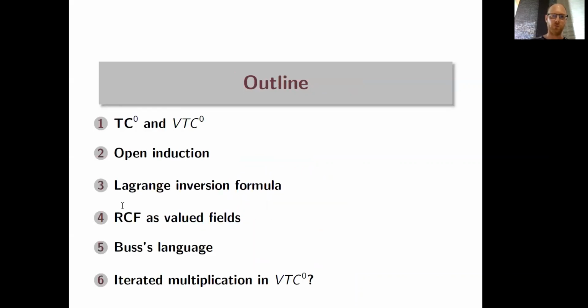So, this is the outline of the talk. First, I will say a bit about why we are doing this and what is TC0 and VTC0 and so on. Then I will speak about open induction. This will be the first result, that a certain extension of VTC0 proves open induction. I will skip parts 3 and 4, which included more details about the ideas used in the proof, but I originally thought that the seminar would be longer, so we will not really have time for this.